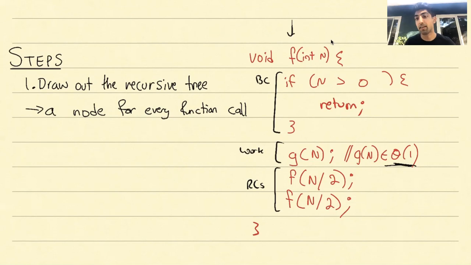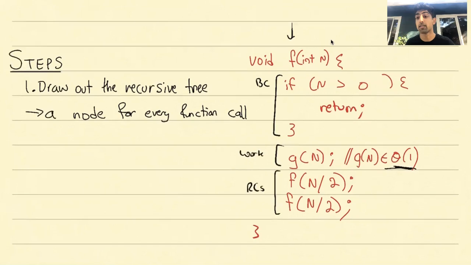So the first step in this guide that I've created for approaching these types of asymptotic problems is to draw out a recursive tree. What we're trying to do is figure out the runtime of the function f. We see here that f all it does is call this function g, which runs in constant time, and then we have two recursive calls. So let's try to figure out how we can approach this.